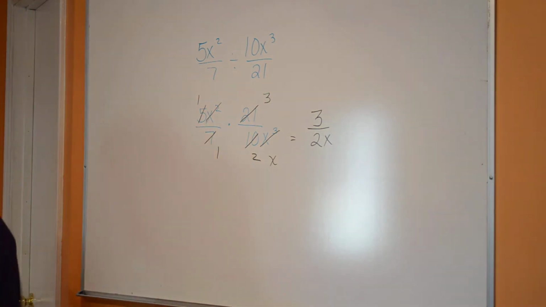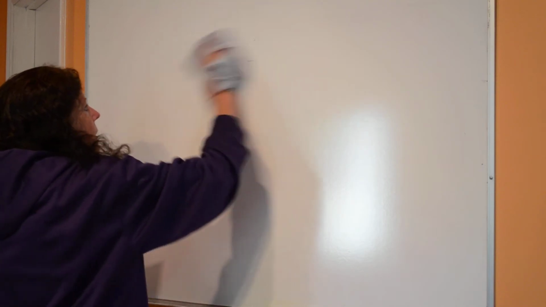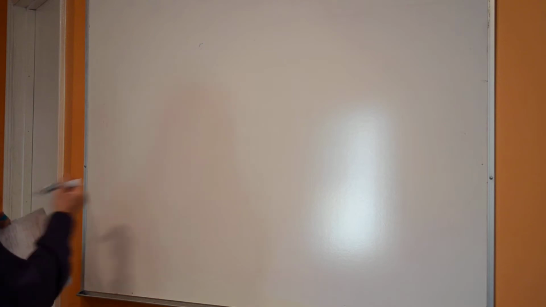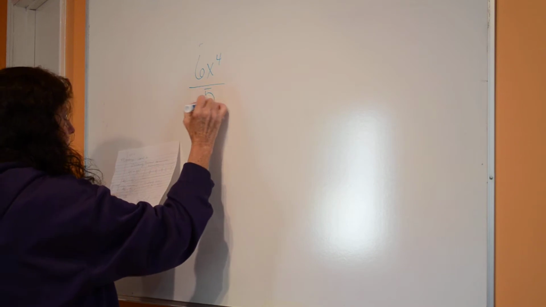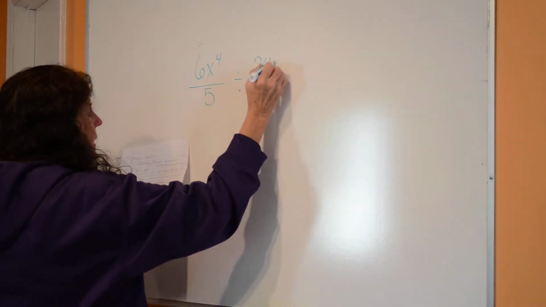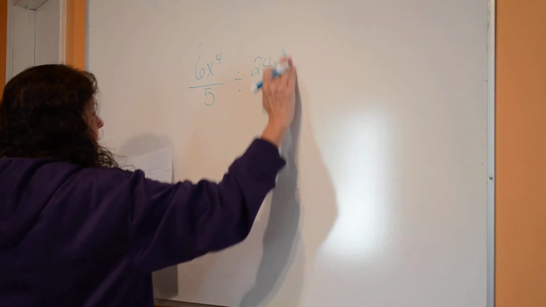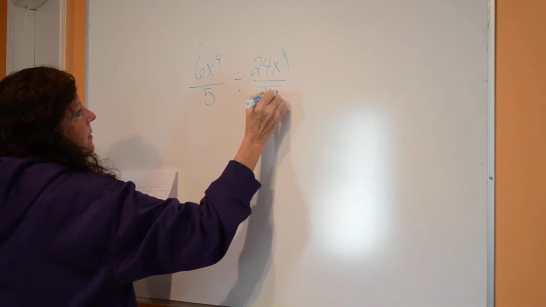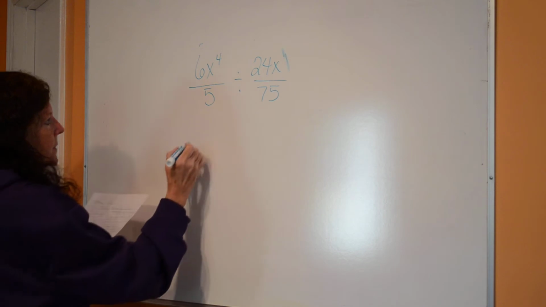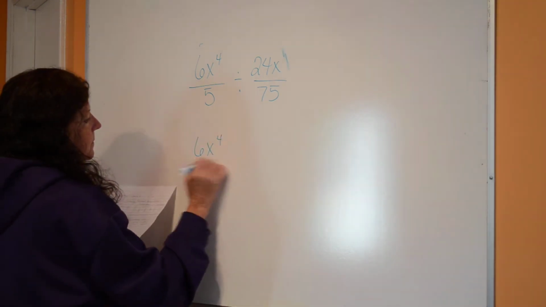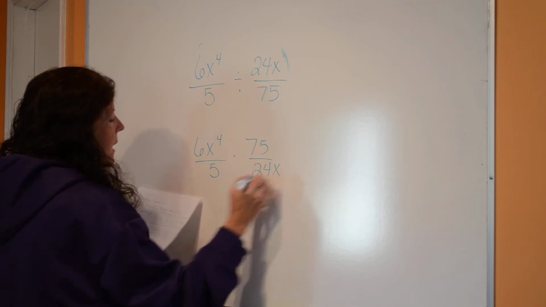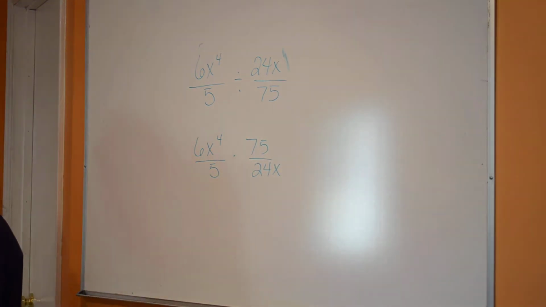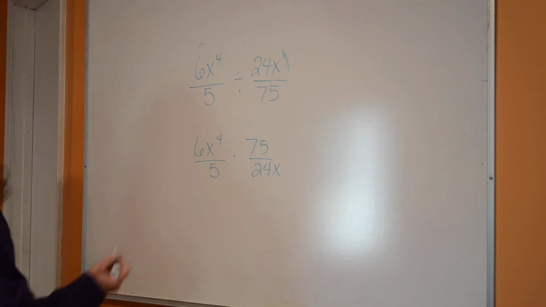Now you try one. Go ahead and pause the video, do the problem, and then come back and see if you get the answer correct. All right, I'm going to flip the second fraction and change it to multiplication. And then I'm going to reduce before I multiply it just because I feel like it's easier.